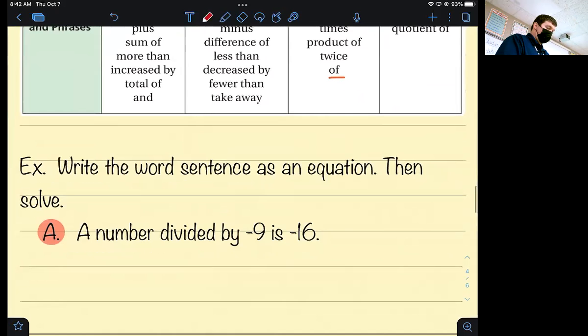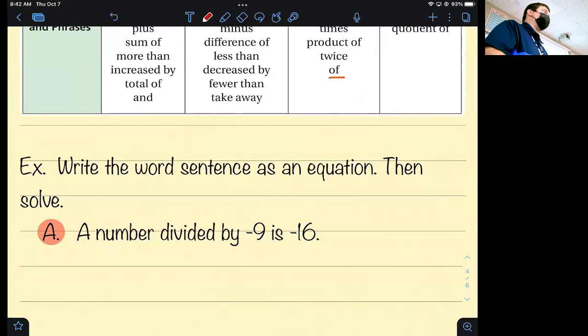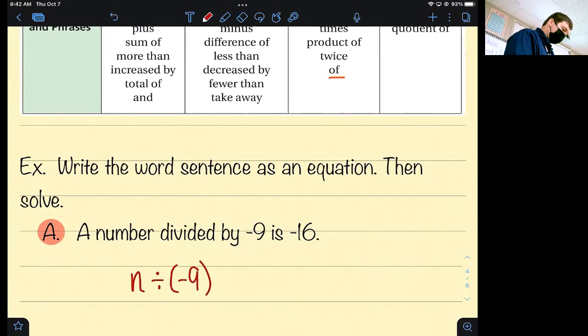A number divided by negative 9 is negative 16. So, and you don't have to, but whenever it says a number and it doesn't specify what letter I'm supposed to use, I just use N for number, but you're welcome to use X or M, whatever you want to. Okay. So a number divided by negative 9. What does is mean? Is equal to negative 16. Okay. Is always means equals.